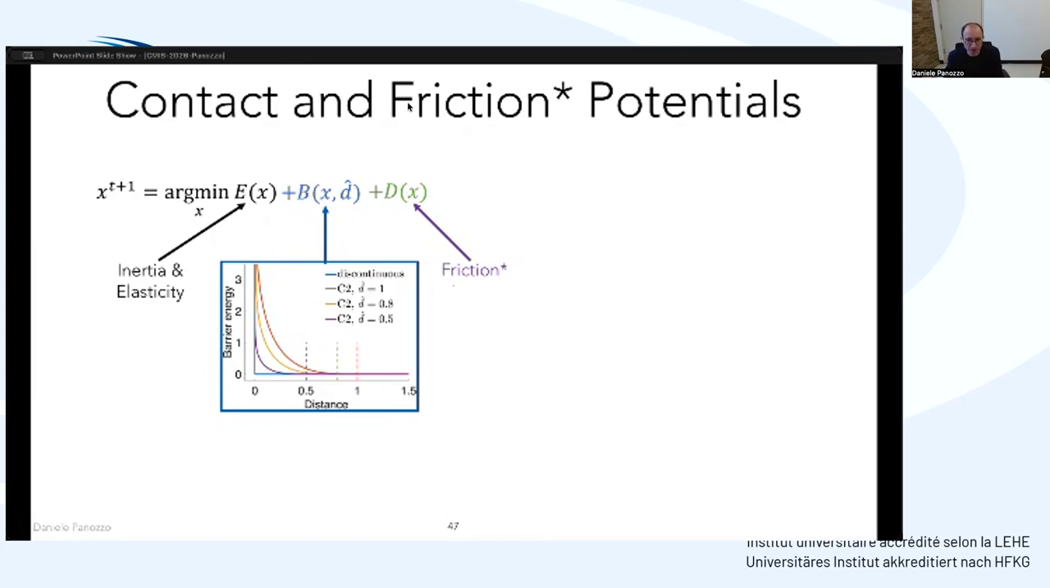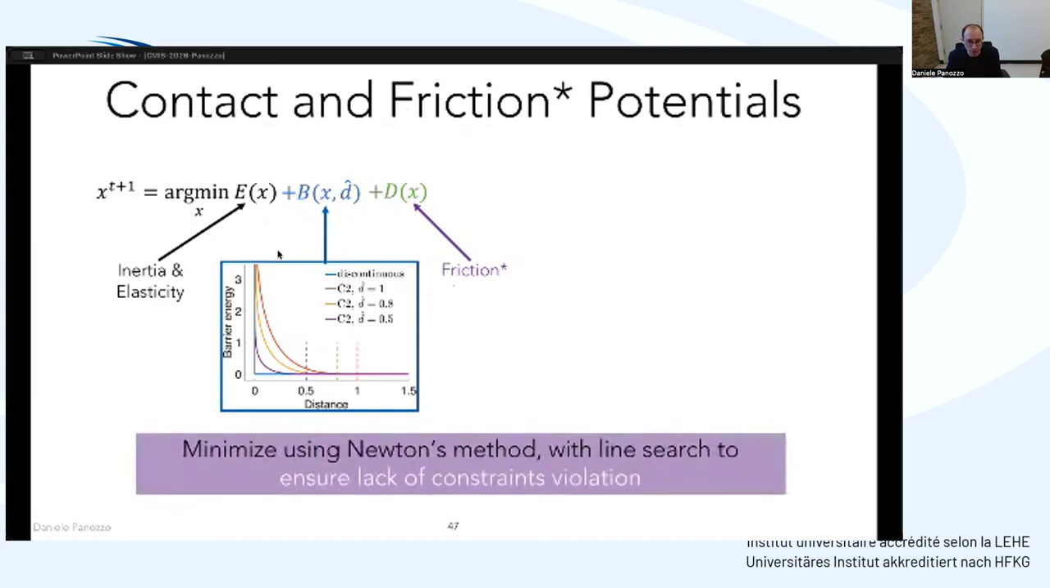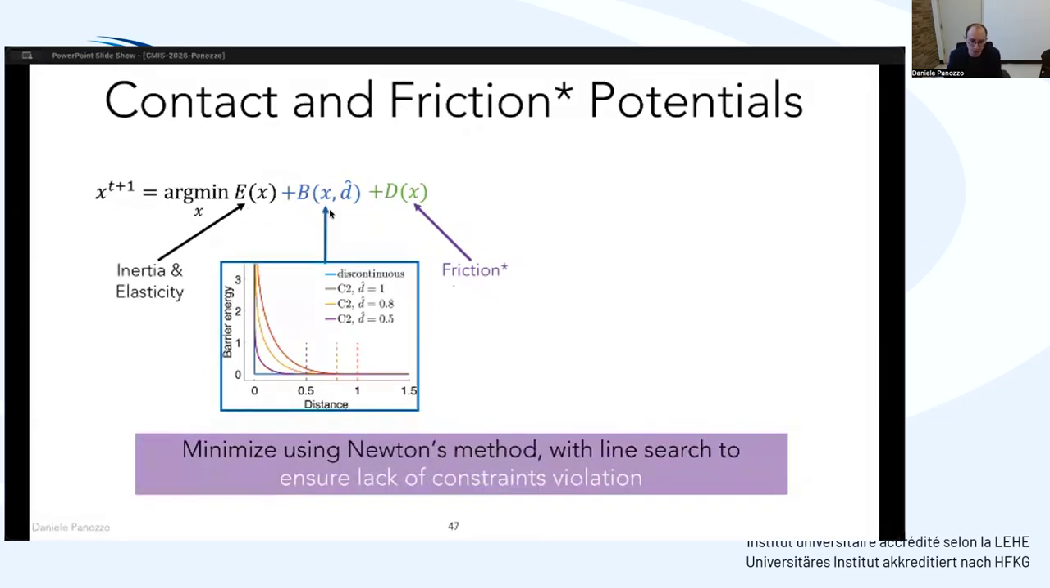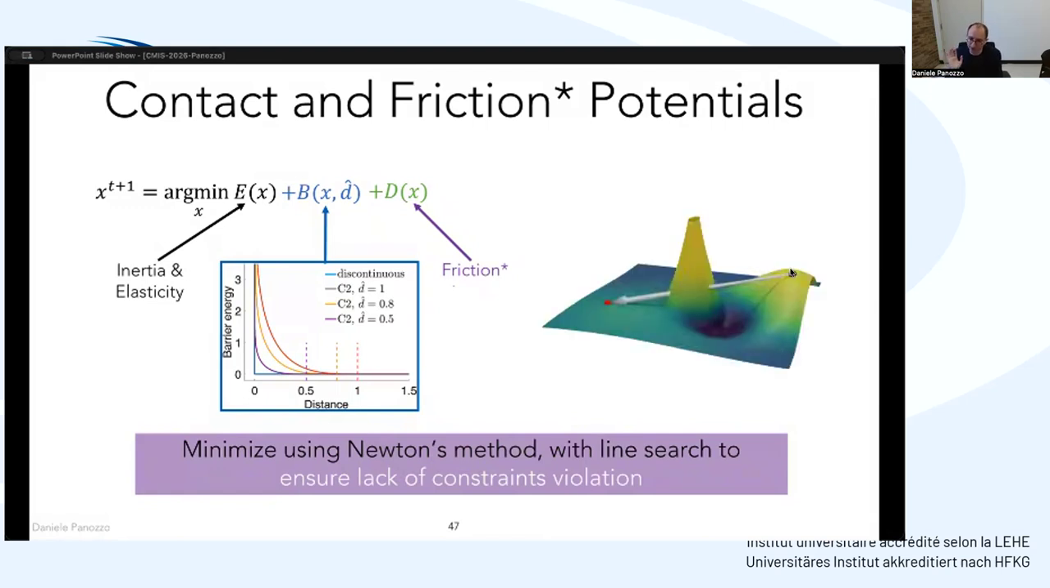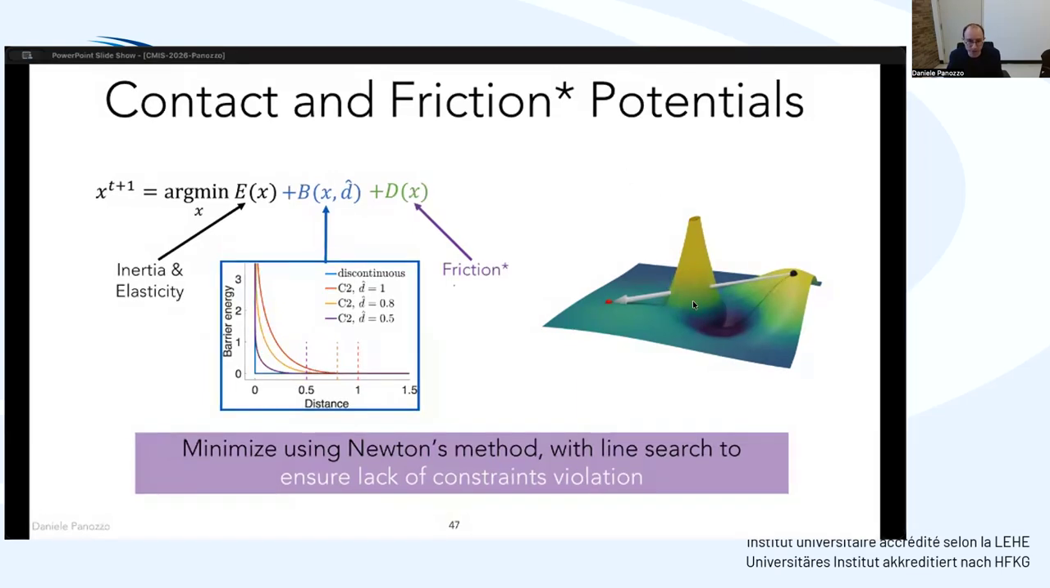So when you have it in this form, now taking a step in time reduces to using Newton's method to minimize an unconstrained energy. So the idea here is that we are going to start from a point that has no intersection. The initial state should be intersection free. And then we are going to ensure that we stay in the feasible region by doing the following. We are going to use Newton's method. And then in the line search, we are going to ensure that we never violate the constraints.